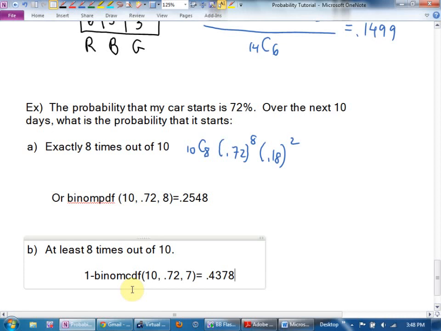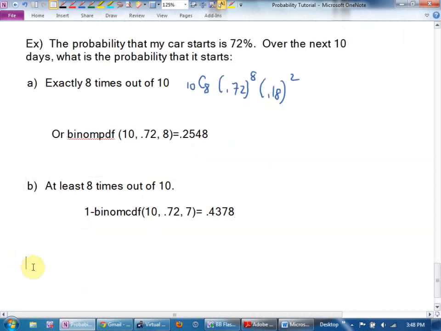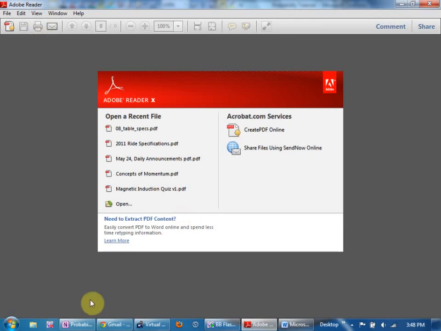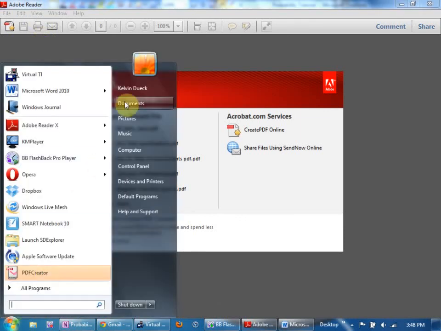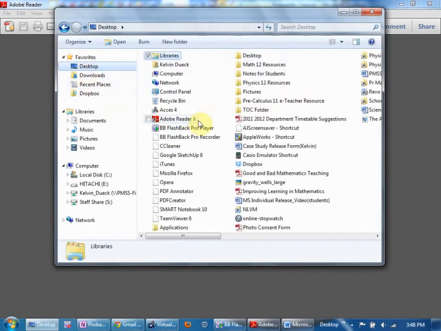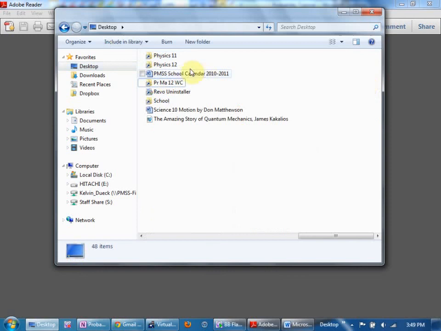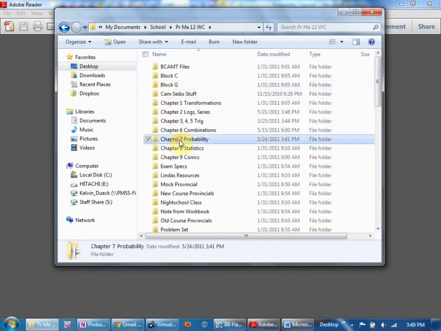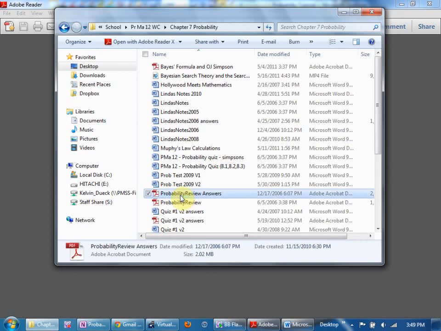Remember, the review answer key is completely online. There are some weird-ish ones, but I tried to explain online what's what. Any you want me to go over? So this one here is online.